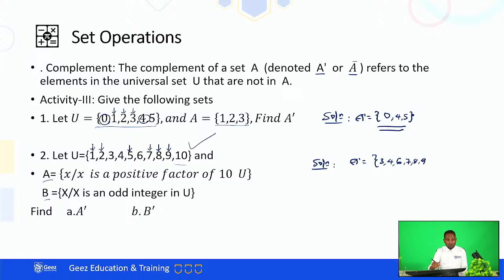But 10 obviously is a factor of 10. Then we just ignore it. Then we take this one, we take this one, we take this and this.